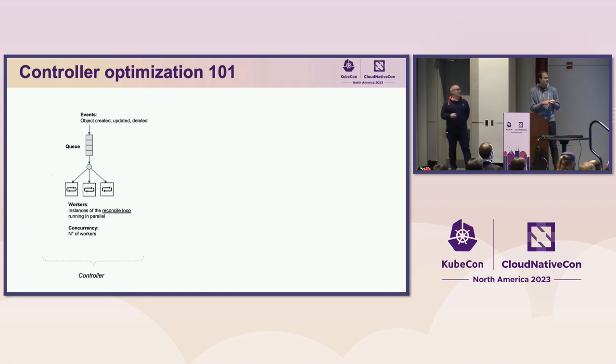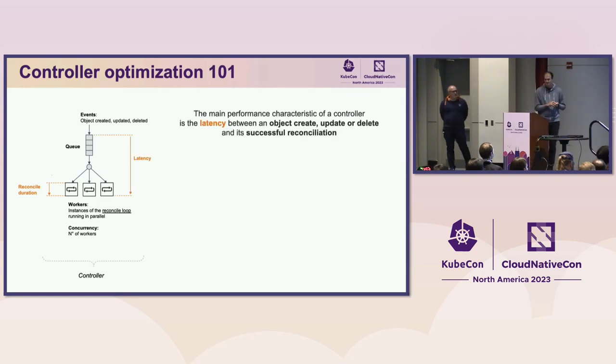We can have multiple workers, which we call here concurrency. And yeah, that's the basic model. One more? OK. And the main performance characteristic of a controller is essentially the latency between an object getting created, updated, or deleted, and until it's successfully reconciled.